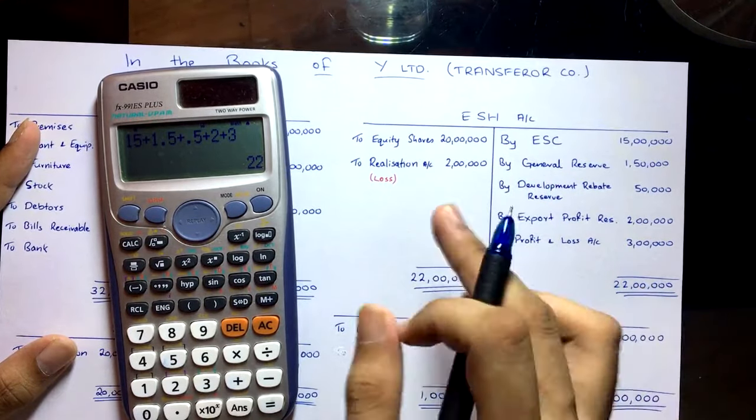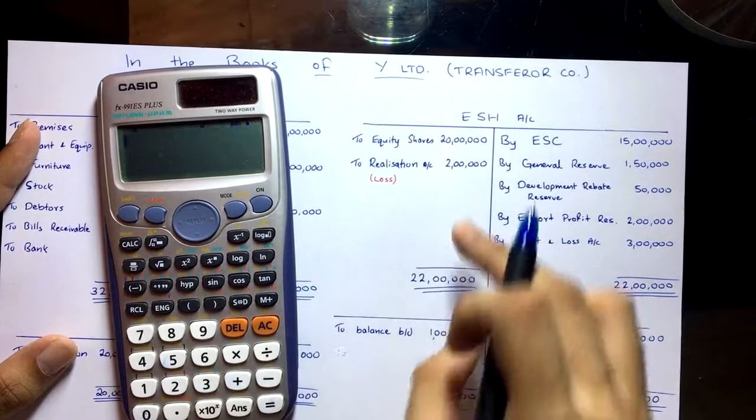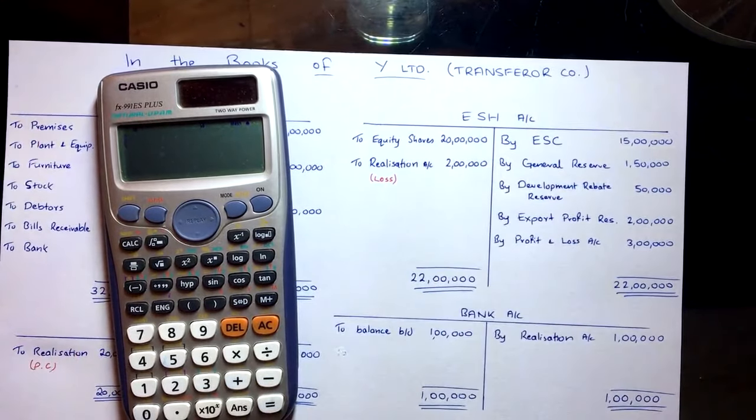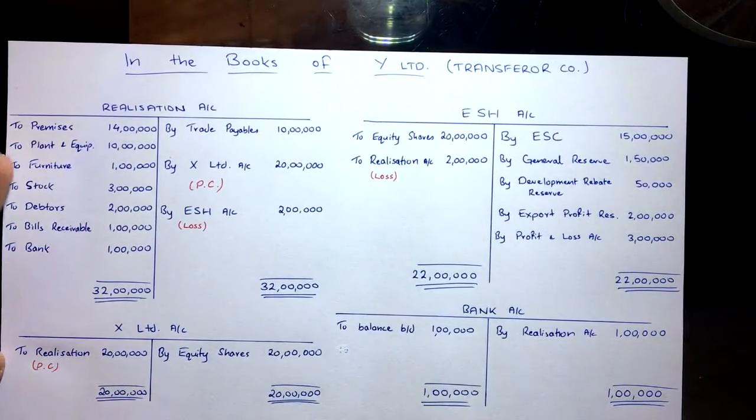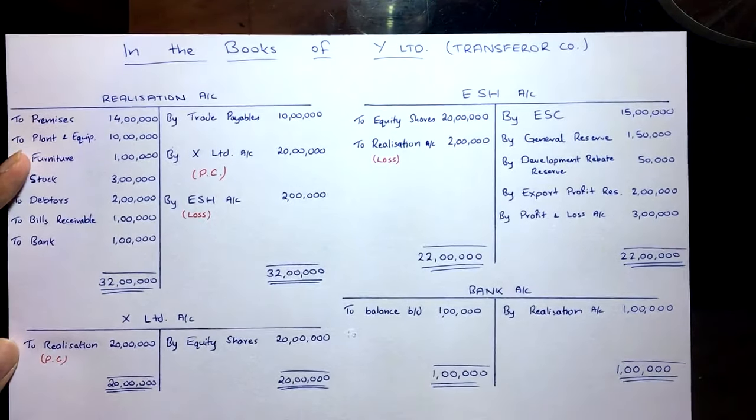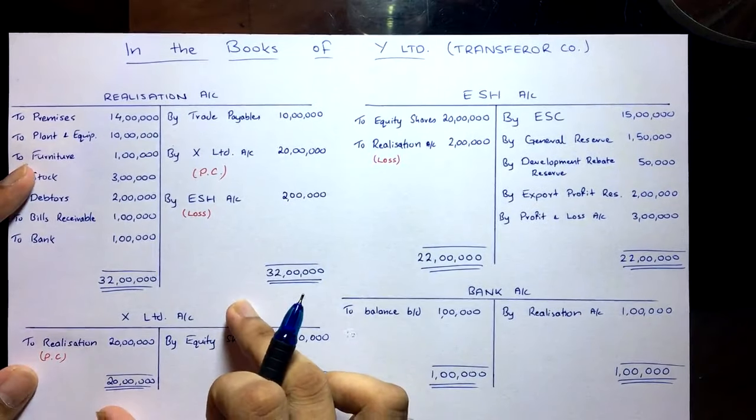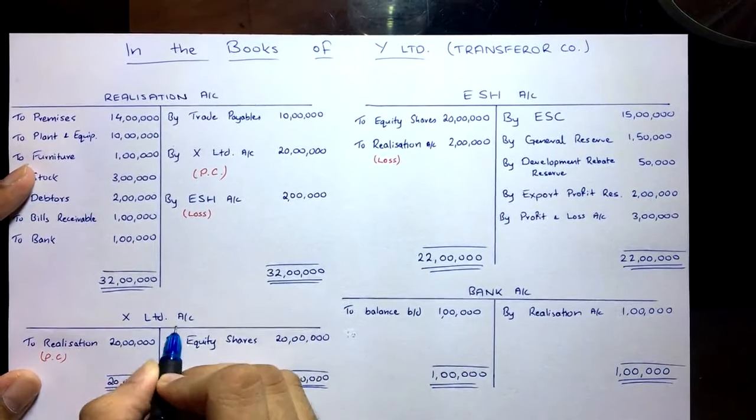This tallies, okay? See here, 22 lakh, 22 lakh. Here also, 20 lakh and 2 lakh. It tallies. But if it doesn't tally, then you have to take the balancing figure as cash. Fine, okay. Then what you have to do? Then you have to open the transferee company account. Yes, transferee company account, X Limited account.